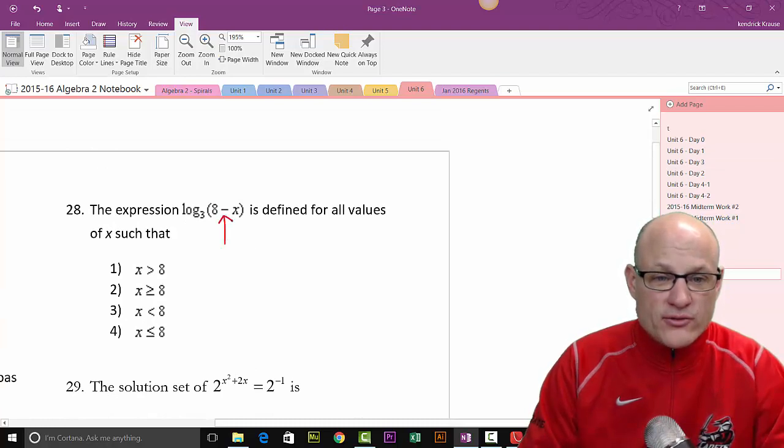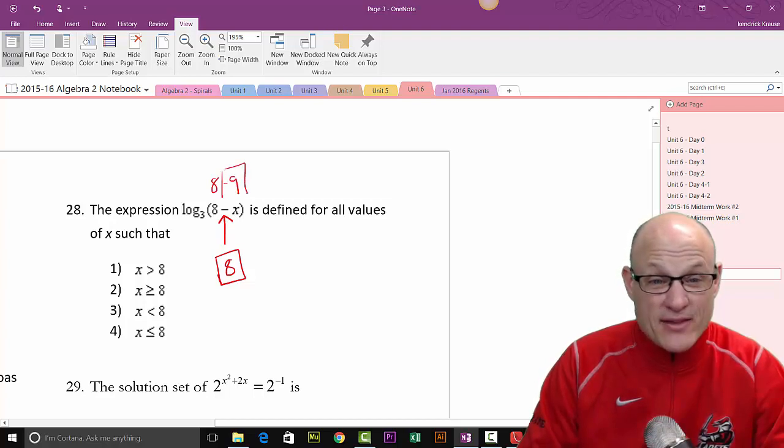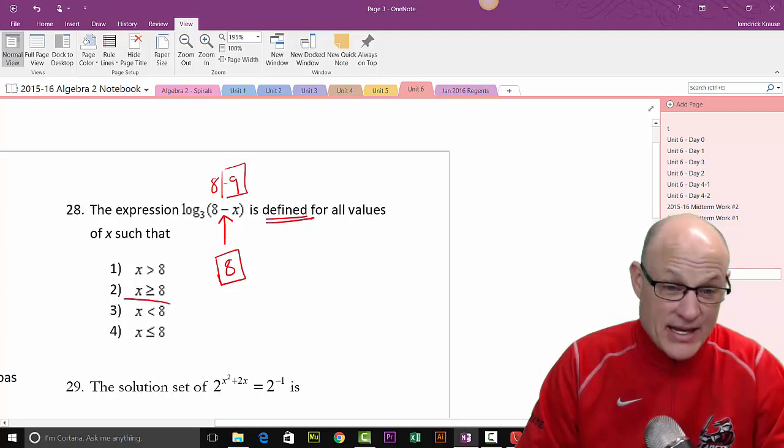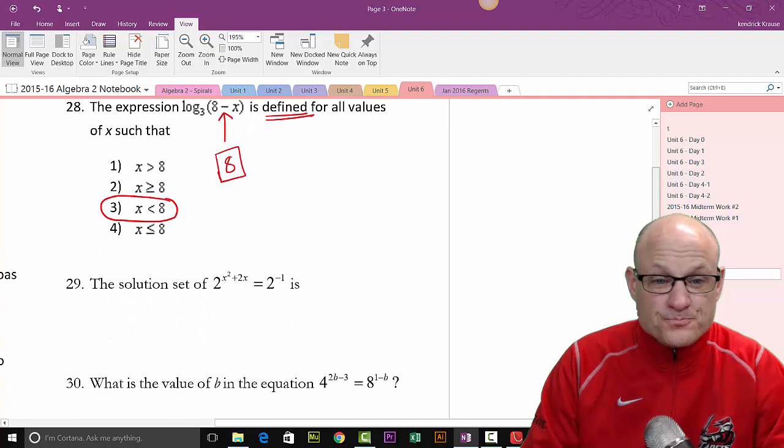So what would make this 0? Well, the value of 8 would make this 0. Now, if I make anything bigger than 8, that would be like 8 minus 9. That would make negative. So we can't have anything bigger than 8. So it's defined for all values less than 8. You can't even be equal to 8 because you can't take the log of 0. So it's less than 8 is when it would be defined.